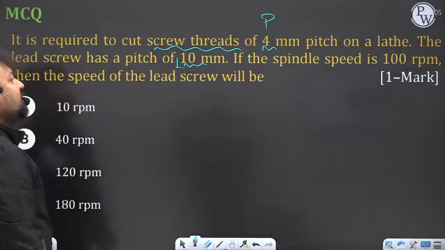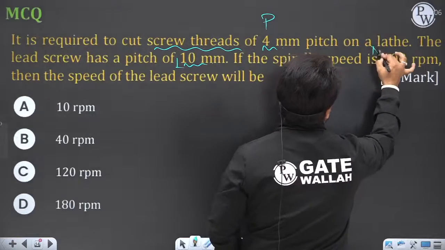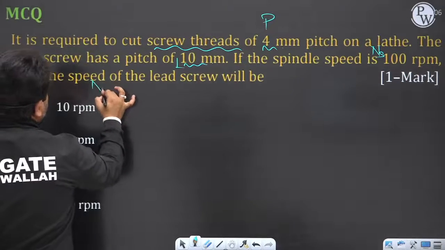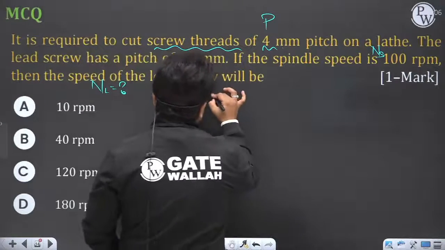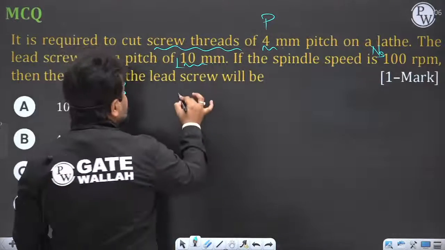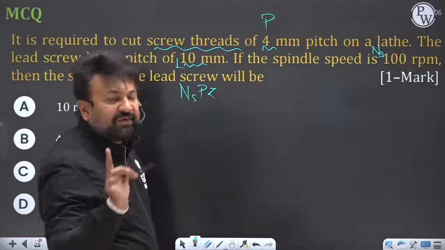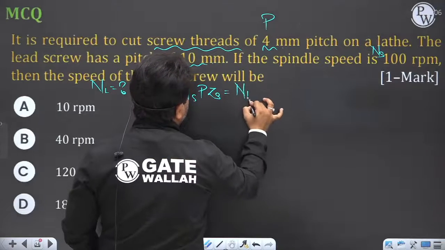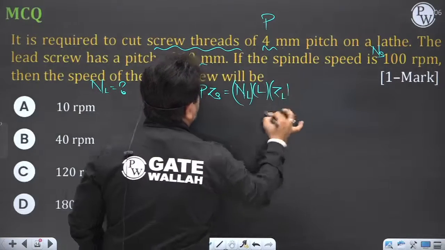The pitch of the lead screw is L. If the spindle speed is the speed of your workpiece, and then the speed of the lead screw, you know the given relation. The relation is: spindle speed times pitch of the workpiece times number of starts on the workpiece which you want to produce equals speed of the lead screw times pitch of the lead screw times number of starts of the lead screw.